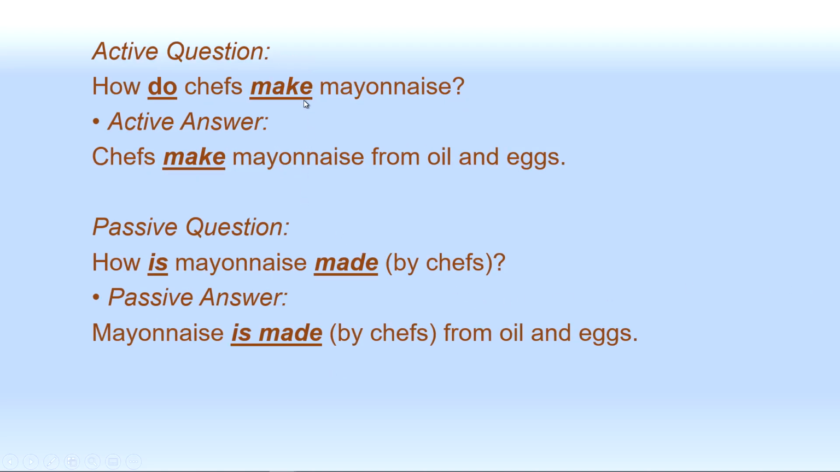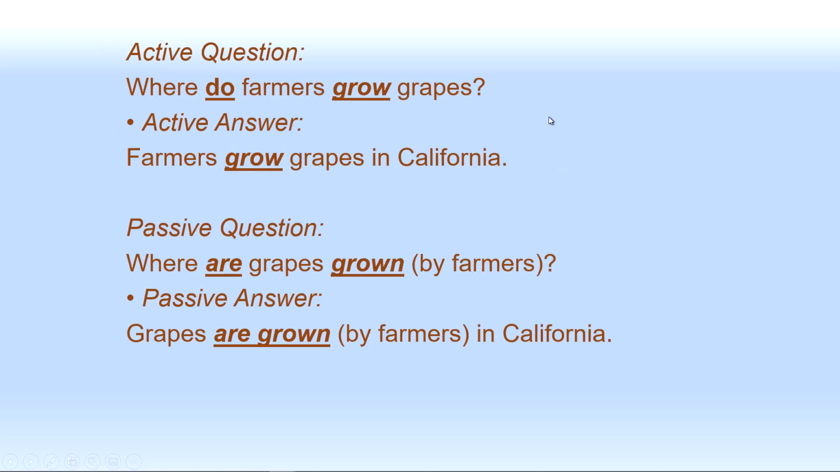Here's a couple more. How do chefs make mayonnaise, right? Chefs make mayonnaise from oil and eggs. Passive, how is mayonnaise made by chefs? Mayonnaise is made by chefs from oil and eggs. So it's reversed. I'll give you a couple more, right? Where do farmers grow grapes? Farmers grow grapes in California. Passive, where are grapes grown? Grapes are grown by farmers in California, right?